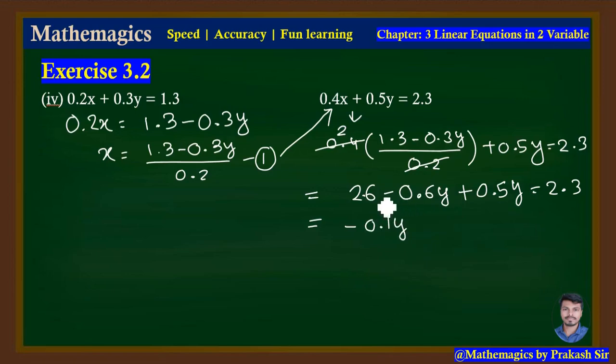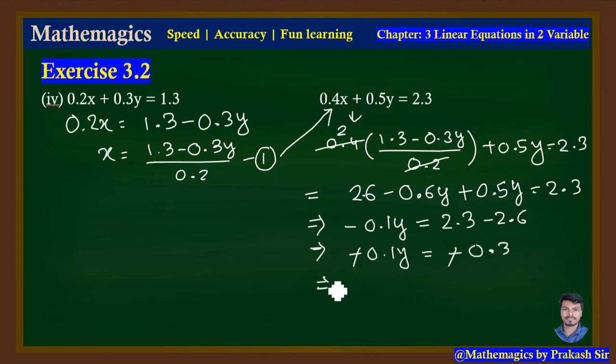Now 2.6 I am taking it that side. That is going to be 2.3 minus 2.6. It is going to be equal to minus 0.1y is equal to 2.3 minus 2.6. It means the answer is minus 0.3. So both the minus and minus get cancelled. So y is equal to 0.3 divided by 0.1, and you know already that in decimal division the answer will be 3. So here we got the value of y, that is 3.